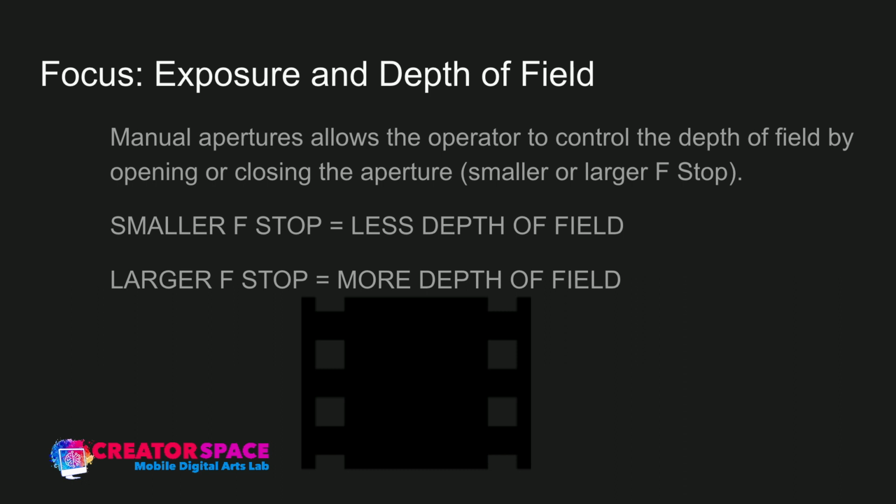Okay, so again, here's just a recap, in text, so we can see this. Exposure and depth of field. Manual aperture allows the operator to control the depth of field by opening or closing the aperture, smaller or larger f-stop. So the smaller the f-stop, the less depth of field. The larger the f-stop, the more depth of field. And we're going to demonstrate exactly what that looks like.